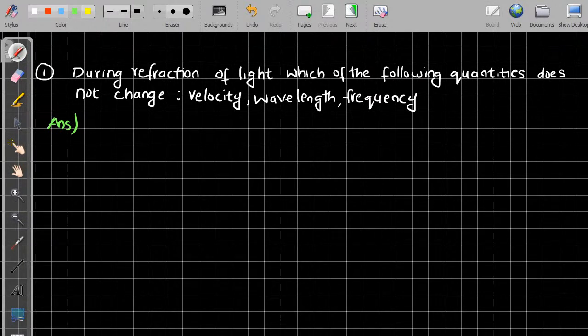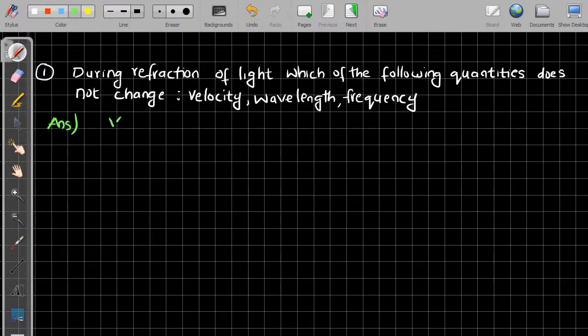Hello children, in this video we are going to discuss 2 or 3 problems related with refraction. So the first question is written here. During refraction of light, which of the following quantities does not change? Velocity, wavelength, frequency. Now let's analyze the statement.